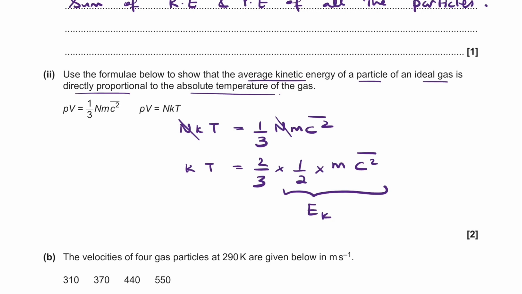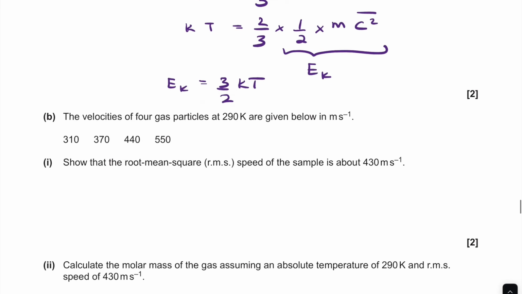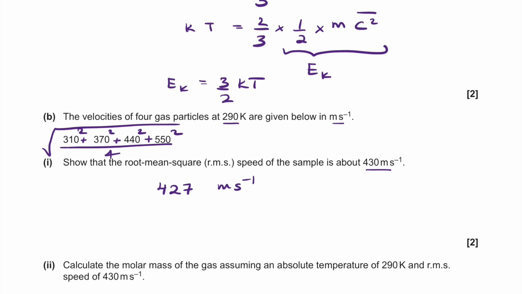So there you go. Kinetic energy is therefore equal to 3/2 kT. Part B, we have been given the velocity of 4 gas particles at 290 kelvins in meters per second. Show that the RMS speed of the sample is about 430 meters per second. So all we've got to do is square them, add them, and divide by 4. The answer that you get, you square root, and you would get 427 meters per second. Easy.